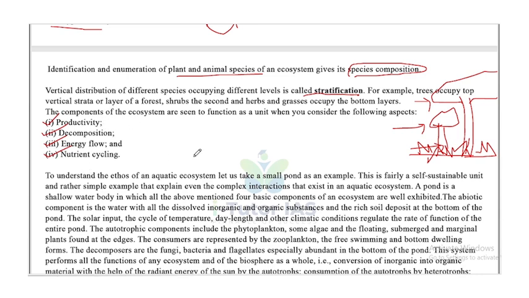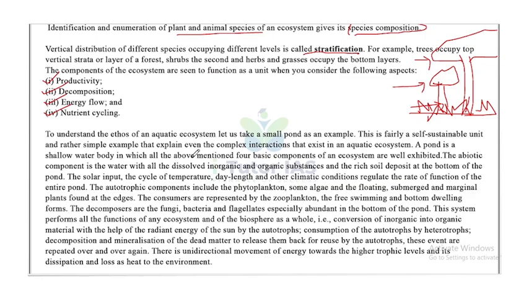To understand the ethos of an aquatic ecosystem, let us take a pond as an example. This is a fairly sustainable unit and a rather simple example that explains even the complex interactions that exist in an aquatic ecosystem. A pond is a shallow water body in which all the above mentioned four components of an ecosystem are well represented, and can be explained using the pond as an aquatic ecosystem.